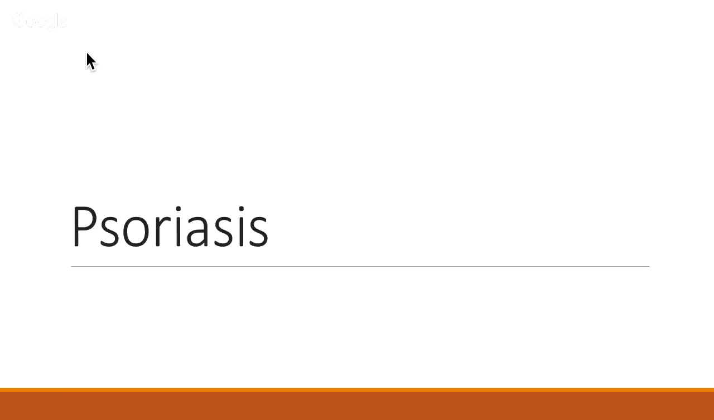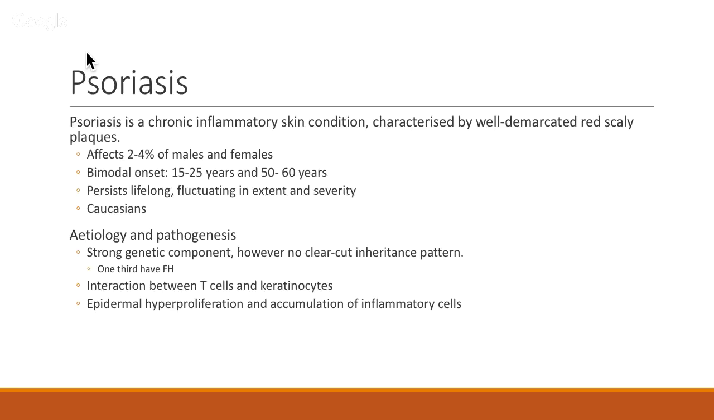So moving on to psoriasis now. There are multiple forms of psoriasis, which I'll go through, but just in general, it's a chronic inflammatory skin condition characterized by well-demarcated red scaly plaques, as opposed to eczema, which is more poorly demarcated. Classically, the description is salmon pink plaques with a silvery scale. It affects 2-4% of males and females.